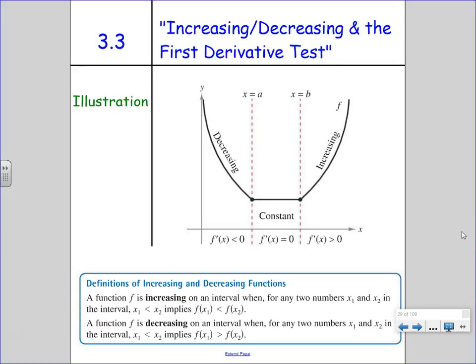Increasing, decreasing, and the first derivative test. Literally, an entire section on increasing, decreasing. This graph should look familiar from last year, because when we first talked about increasing and decreasing, we said decreasing, as you go left to right, goes down. Increasing, as you go left to right, goes up. Constant, over an interval, not a point. Over an interval, the graph stays the exact same height, aka the slope is 0.